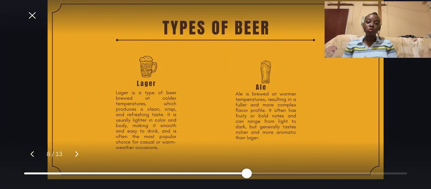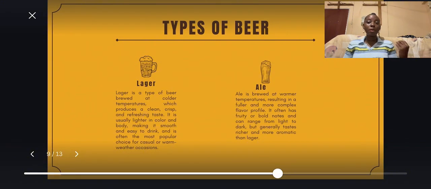Of beers, I'm going to be speaking on 2 types right now, which are the lagers and the ales. Lager is a type of beer brewed at colder temperatures, which produces a clean, crisp, and refreshing taste. It is usually lighter in color and body, making it smooth and easy to drink, and is often one of the most popular choices for casual drinking or warm weather occasions. As opposed to its counterpart, the ale, which is brewed at a higher, warmer temperature, resulting in a fuller and more complex taste on the palate. It has a beautiful flavor profile. It often has fruity and bold notes and can range from light to dark, but generally tastes richer and more aromatic than the lager.